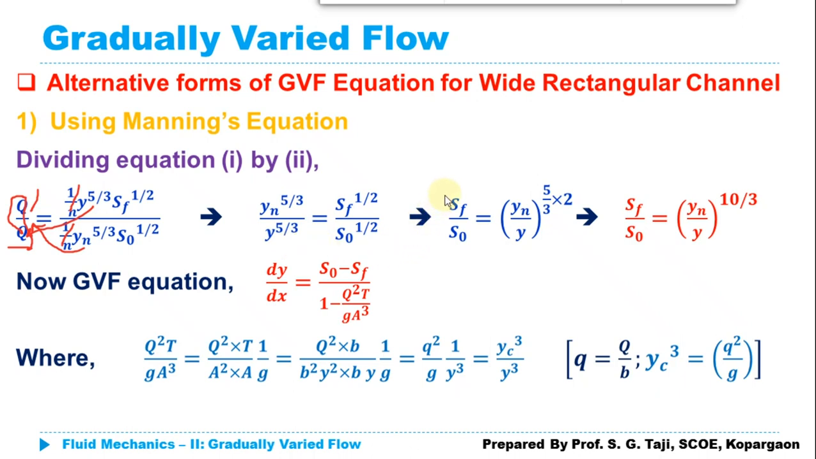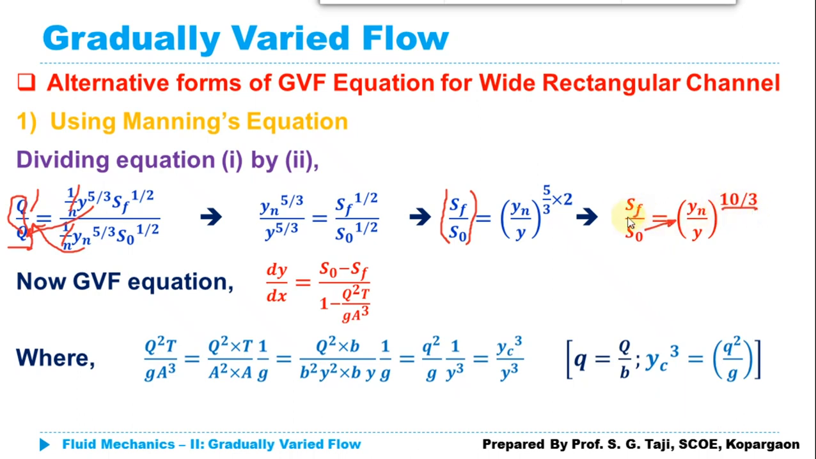So the ratio of the slope of the energy line to the bed slope, S_f by S0, is given by yn divided by y raised to 5 by 3, multiplied by 2, which I can simply write as yn upon y raised to 10 by 3. If I want to write the equation for S_f only, I can write S_f is equal to S0, by multiplying S0 on this side, multiplied by yn divided by y raised to 10 by 3.